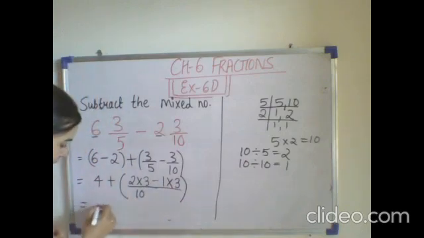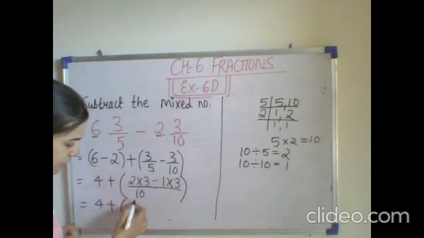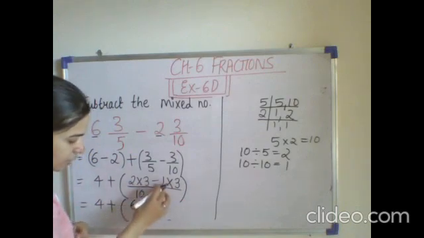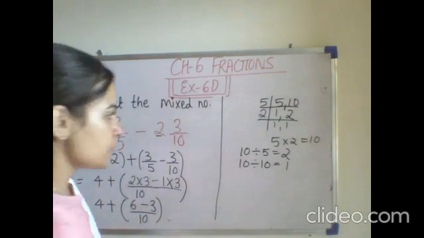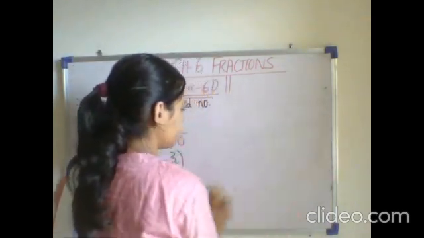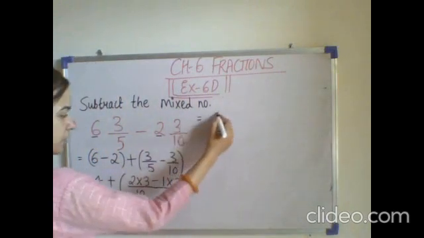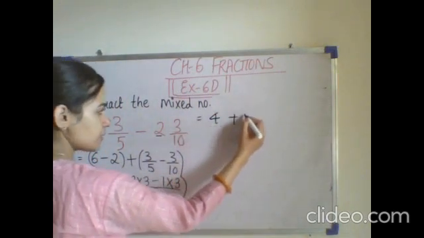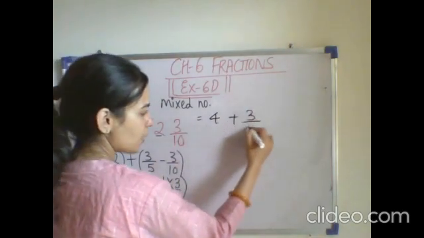Now let us solve this. 4 plus 2 3s are 6 minus 3 1s are 3 upon 10. So what will we be getting? Let us write here. This will be 4 plus 6 minus 3 is 3 upon 10.